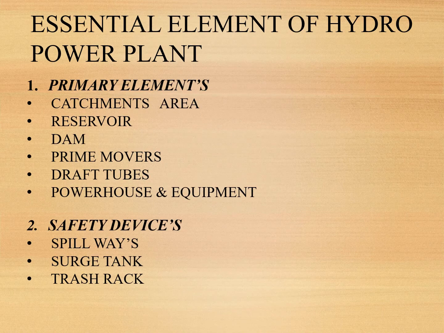The essential elements of a hydropower plant are of two types. One is primary elements and the other is safety devices. Primary elements are the catchment area, reservoir, dam, prime movers, draft tubes, and powerhouse and equipment. Safety devices are spillways, surge tank, and trash racks.